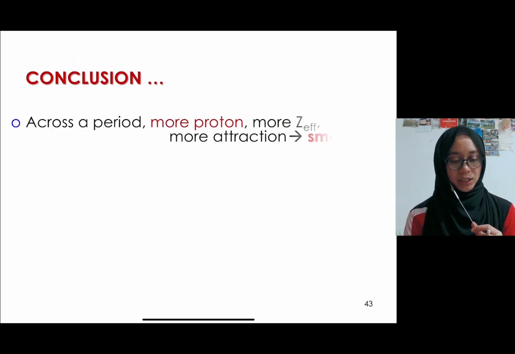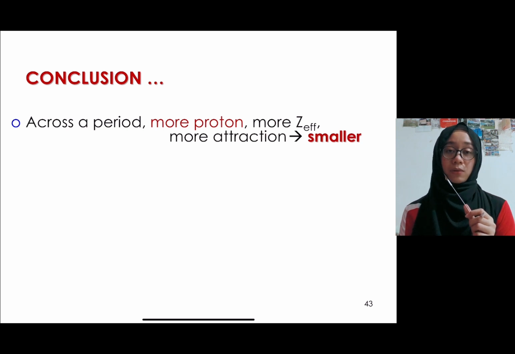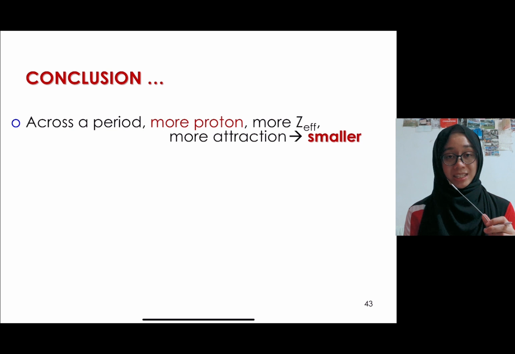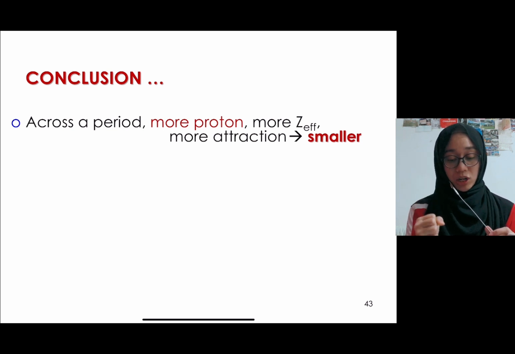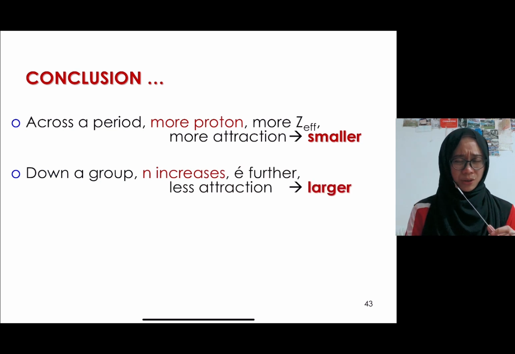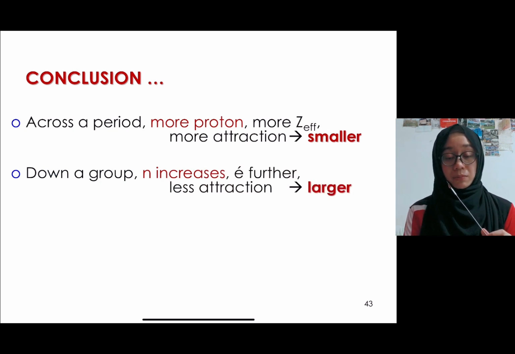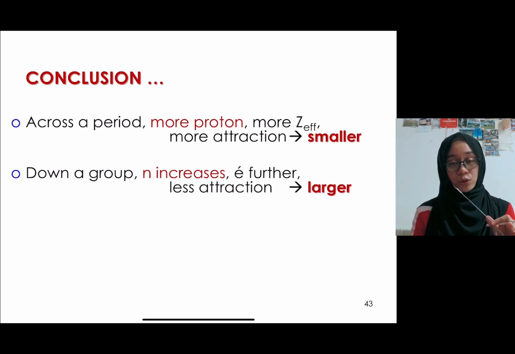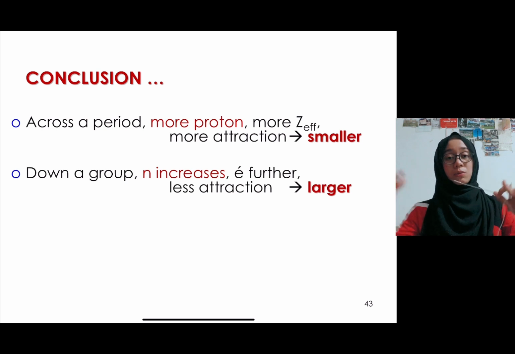So for conclusion, across the period, more protons, meaning ZEF pun tinggi juga, therefore attraction forces become stronger, so the size akan becoming smaller. Okay, so kalau going down the group, the principal quantum number increases, so the electron becomes further from the nucleus, so less attraction forces between the nucleus and electron, so it becomes larger.